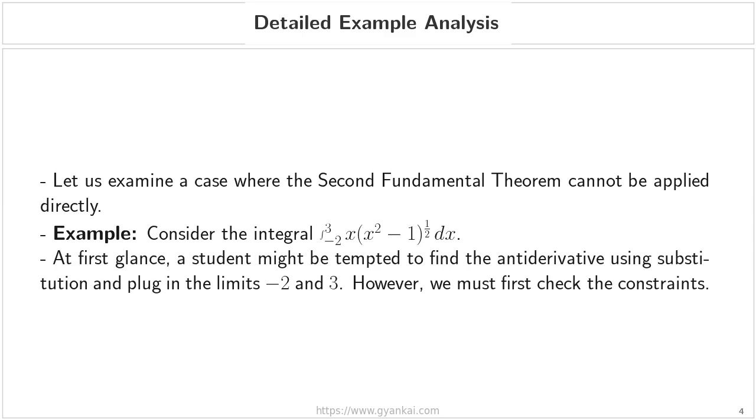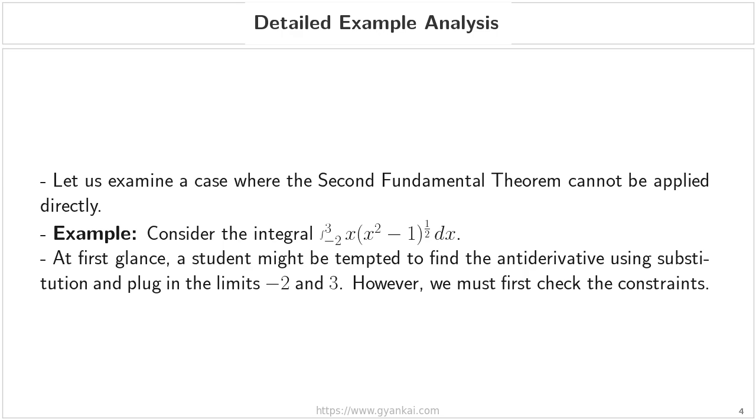Now, a common mistake students make is to immediately jump into finding the antiderivative of this function. You might think, okay, this looks like a good candidate for a u substitution, and you'd be right, you could find an antiderivative. And then, you might be tempted to simply plug in the upper and lower limits, 3 and -2, into that antiderivative.